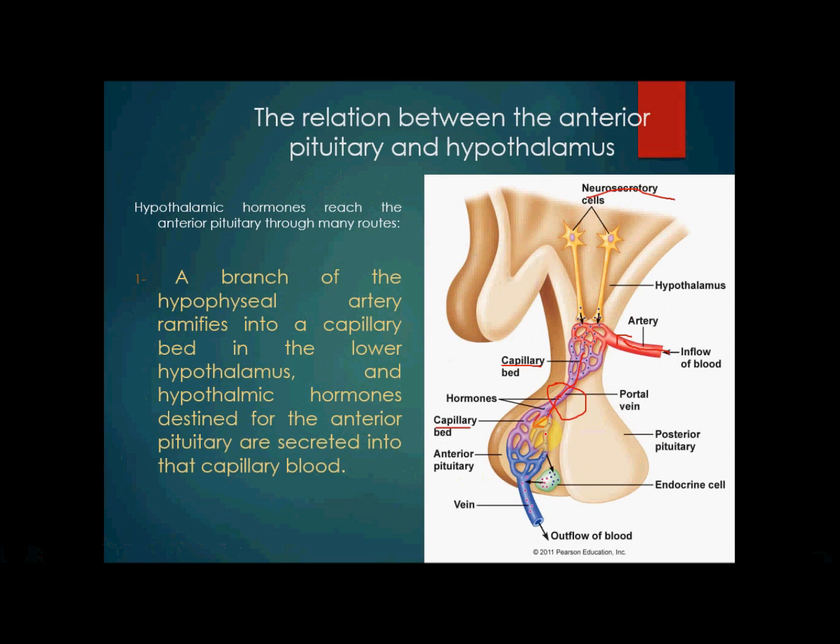And then these hormones, the blue ones, go to the endocrine cells of the anterior pituitary gland, and then these cells secrete the hormone that is required to maintain the homeostasis of the blood, and it goes out through the vein.